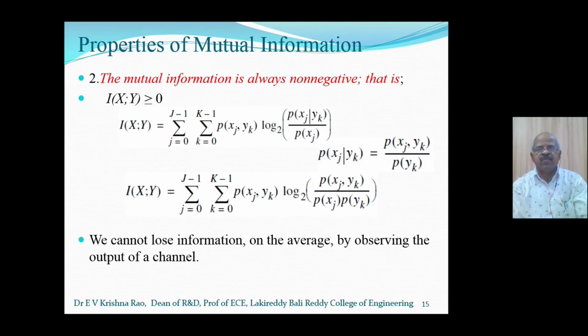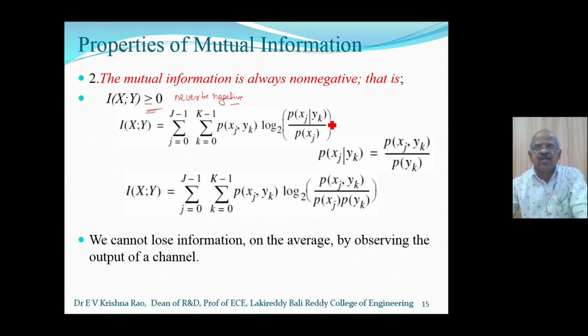Next property: mutual information is always positive. It can never be negative; it is always positive. As per the definition, I(x,y) is the summation over j and k of the joint probability p(xj, yk) times logarithm of p(xj at yk) by p(xj).